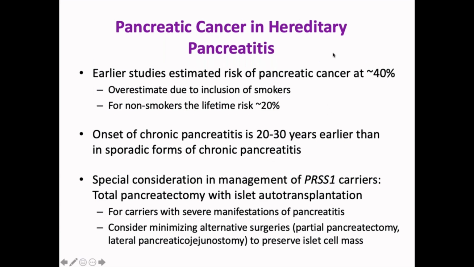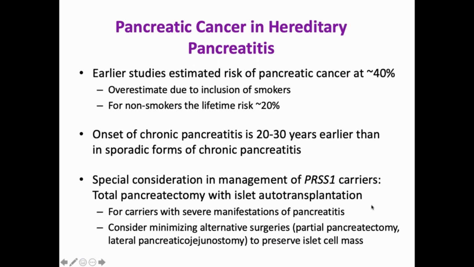With respect to quantification of pancreatic cancer in hereditary pancreatitis, early studies were quite high, showing a pancreatic cancer risk of about 40%, and there was some overestimation due to the inclusion of smokers. When they took out smokers, the lifetime risk was about 20%, which is still very impressive and high. And the onset of chronic pancreatitis in these individuals is 20 to 30 years earlier than what we see in individuals with sporadic forms of chronic pancreatitis.